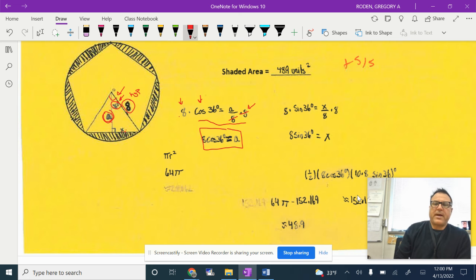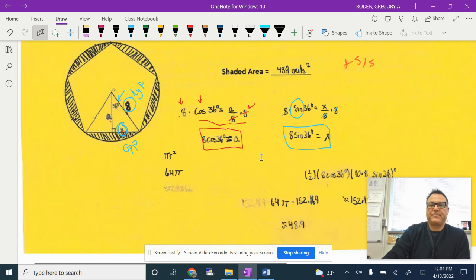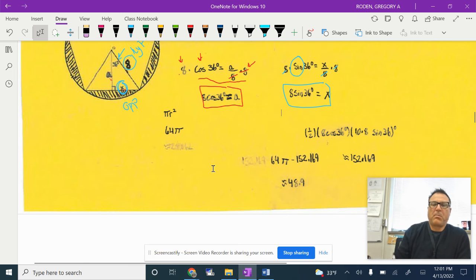Now, to find x, let me erase all this because it's kind of messy. I'll do it in a different color here. To find x, we're still going to use the 36-degree angle, but now we do x over 8, which is opposite over hypotenuse, which is the sine. So sine of 36 equals x over 8. Multiply both sides by 8. So x equals 8 times the sine of 36. Now we're ready to do our math.